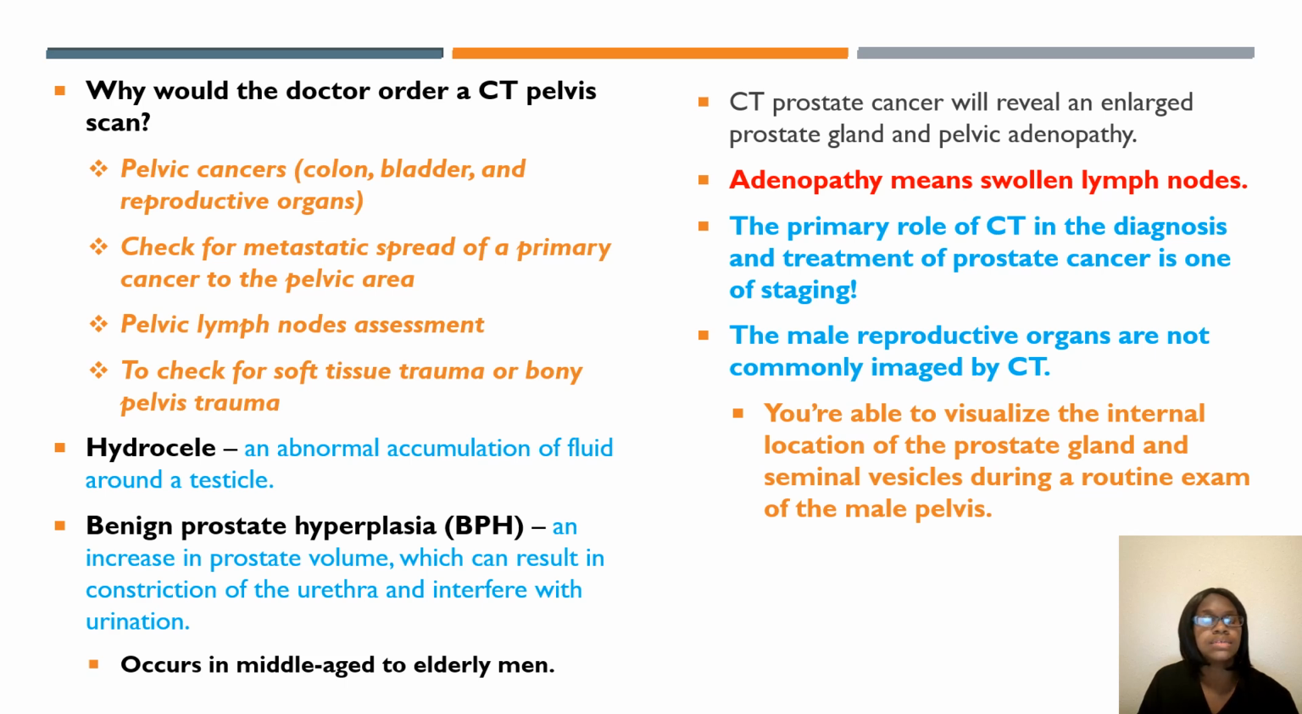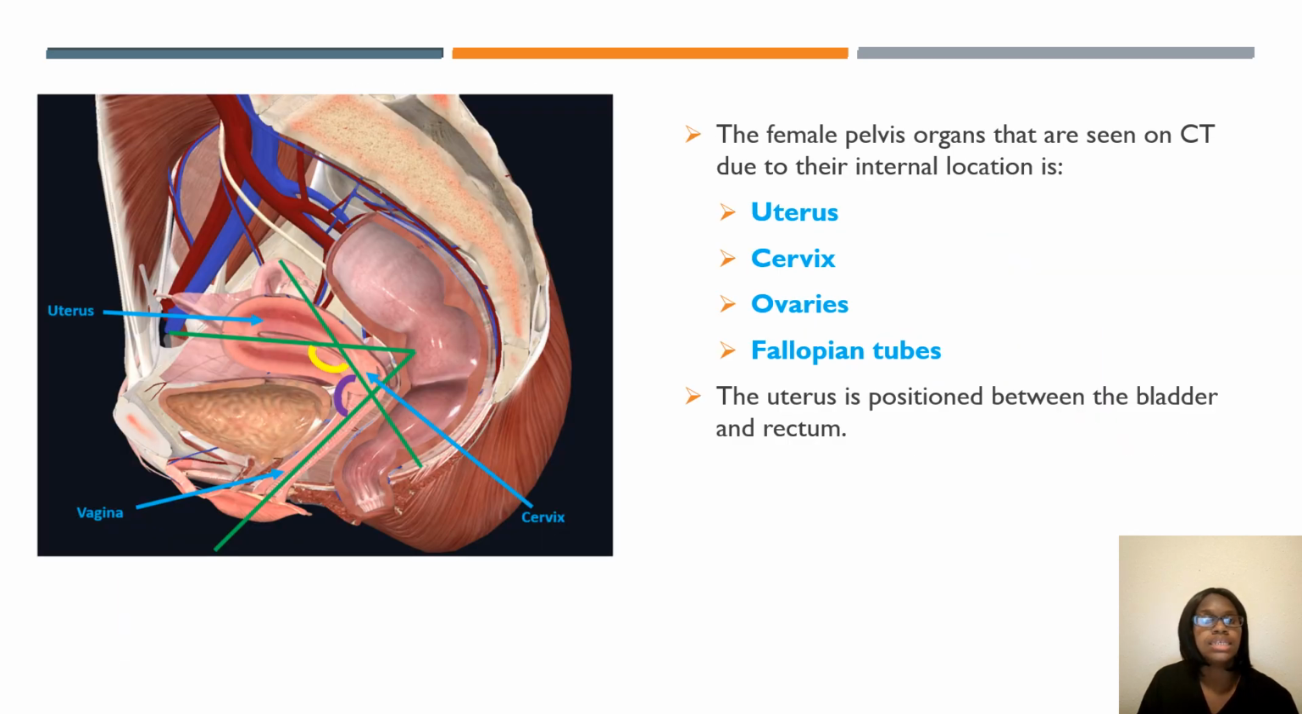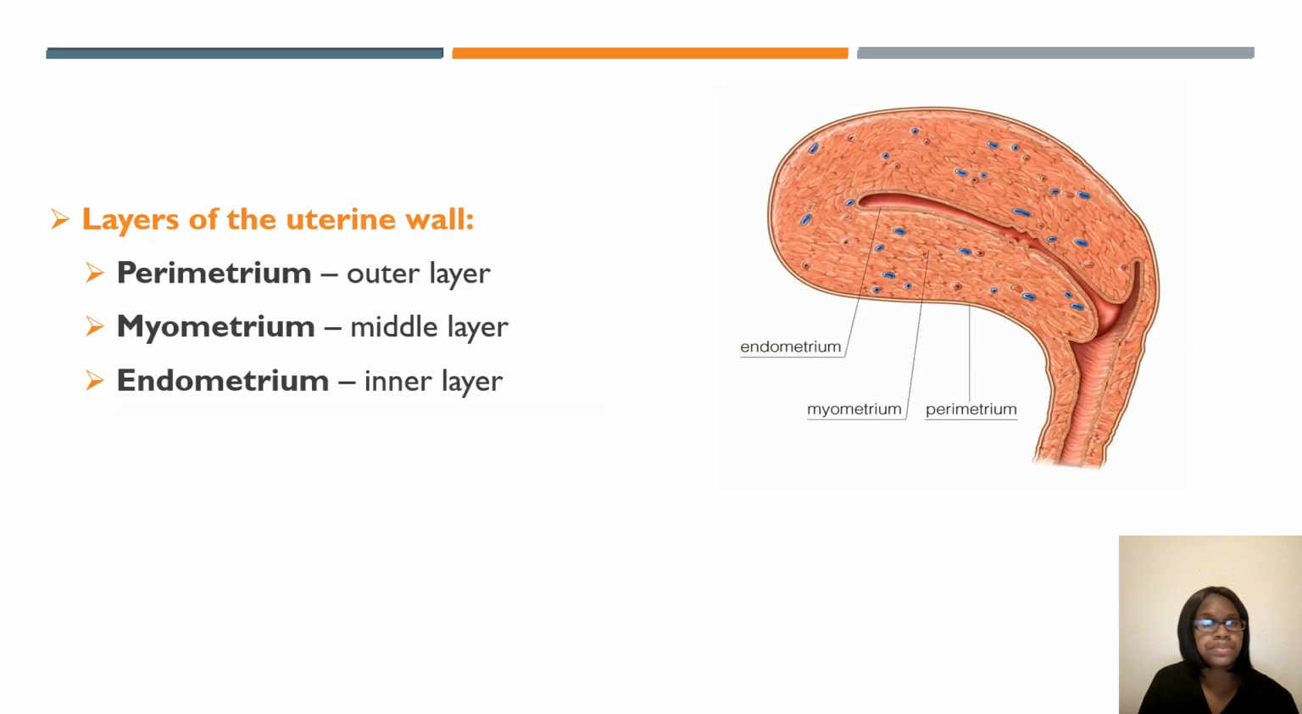without contrast. And then this is the anatomy that you should know for a female pelvis. Know how to find it on a CT image. You also want to know that the uterus is in between the bladder and rectum. So just make sure you know your anatomy and where to find it.